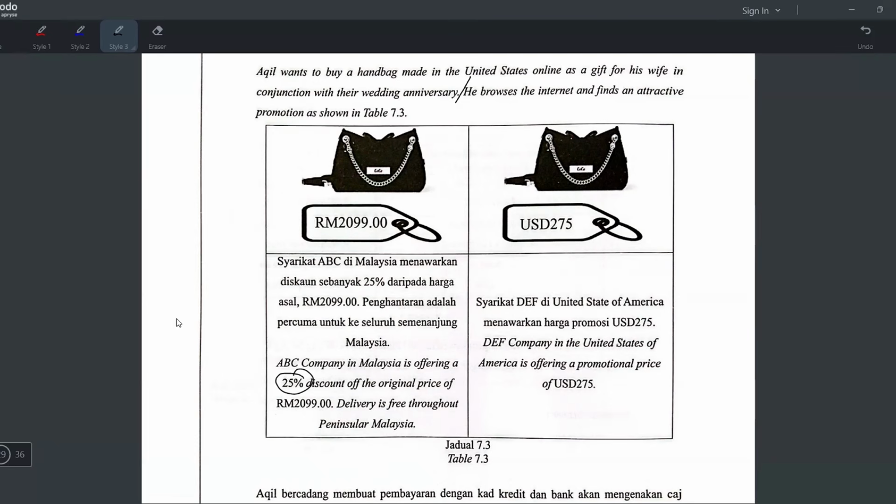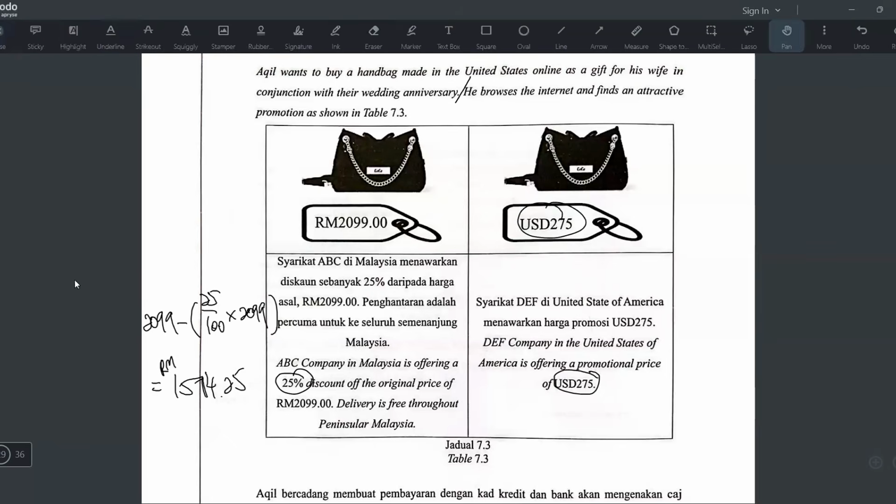Let's find out the price after discount. So 2099 has to be minus 25%, so 25% times 2099. I'm just going to press this whole thing and see what I get. 2099 minus 0.25 times 2099. I got 1574.25. So this is the price after discount, and it's in RM. For this one, DEF company in the United States of America is offering a promotional price of USD 275. It means this is already the price. So far so good.